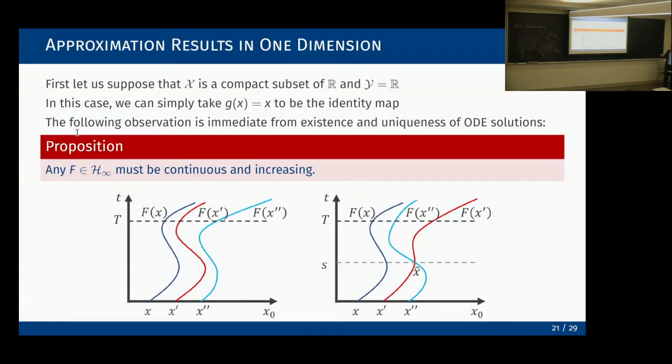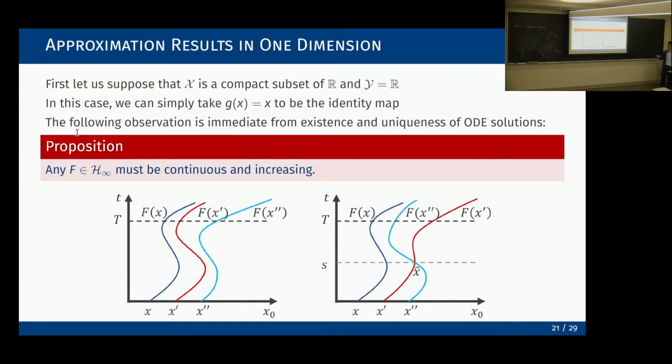I'll just skip some of this and go through our results. We can ask this already in one dimension, and it's not so trivial. We can take X to be a one-dimensional compact set, and Y is R. In this case, we don't need the final function because our input and output dimensions are the same, so we can just take the output function to be the identity. The following observation is immediate: any function in our hypothesis space must be continuous and increasing. Why is it increasing? Because if you look at the flow maps, this is my initial condition.